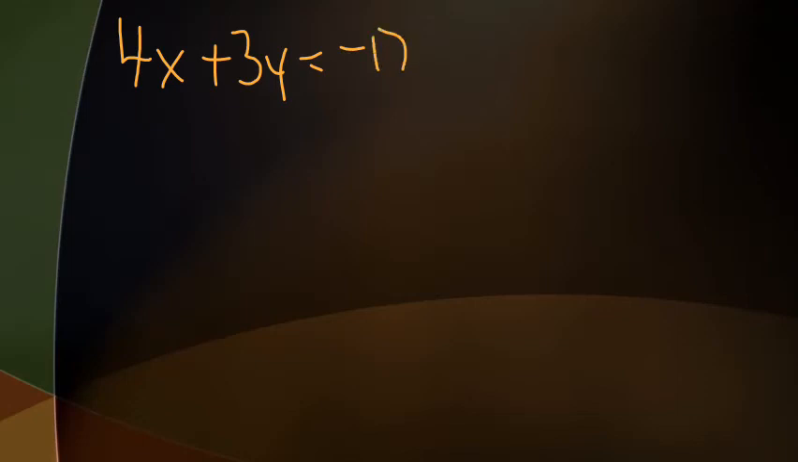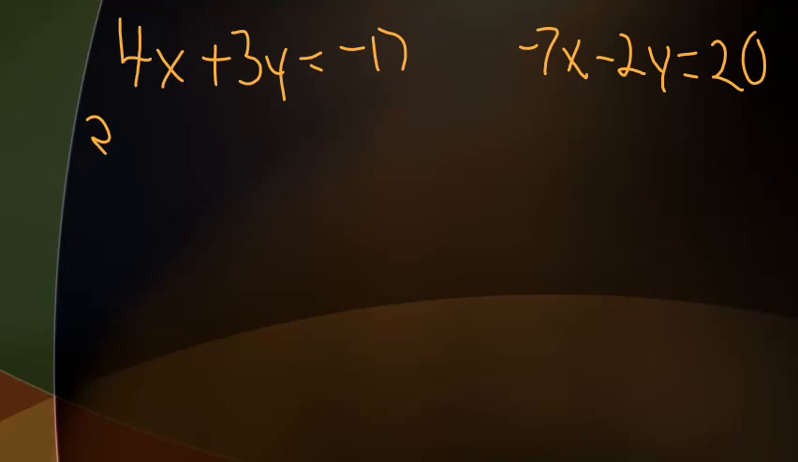Now let's take a look at another example. We're going to proceed the same way. We've got a linear equation here that is 4x plus 3y equals minus 17. I've got a second linear equation that is minus 7x minus 2y equals 20. Now remember, I've got to put both of these in slope-intercept form. So over here, I'm going to subtract the 4x from both sides. 3y equals minus 4x minus 17.